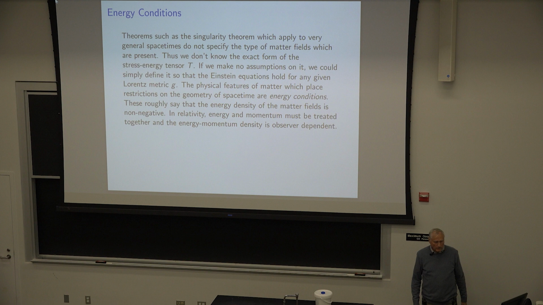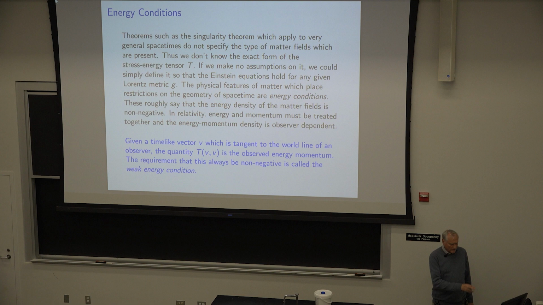And so the types of conditions on T which are physically natural are energy conditions. They're conditions such as the energy density of the matter should be non-negative for any observer. Now that's a little more complicated in relativity than it seems, because you think of the energy density as just being a function, but it's actually observer dependent, and it's linked to the momentum. So there actually are several different energy conditions that occur, and I just want to describe some of them.